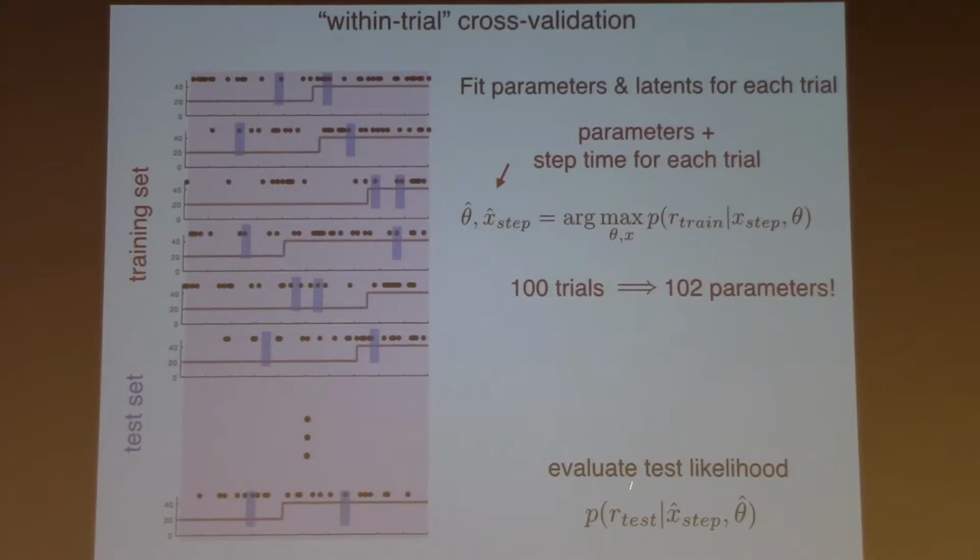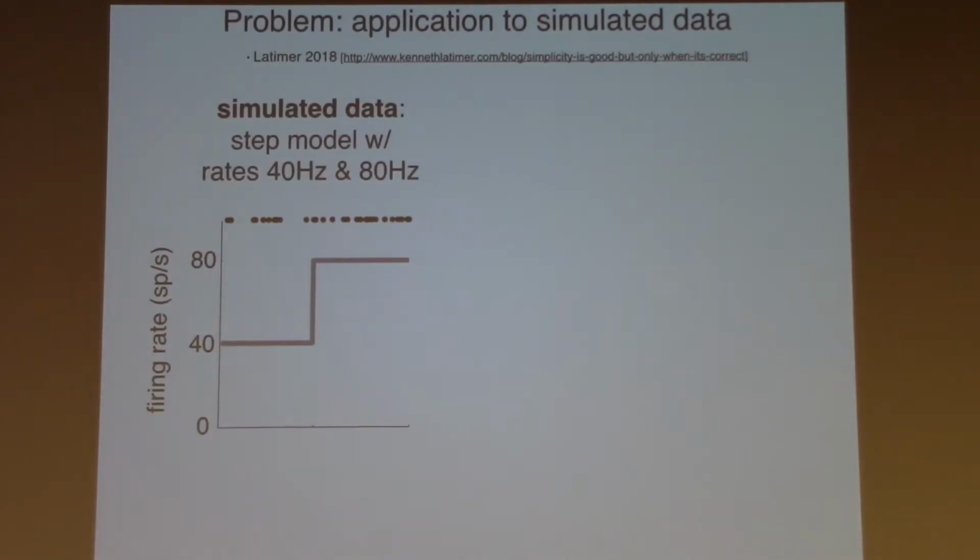And then they evaluate the test likelihood for these held out bins, the probability of the spike counts of these bins, given the fitted step time for that trial and the estimate of the model parameters. And you can substitute in the fitted step time for the fitted slope or the fitted baseline firing rate for that trial. Okay, so the problem, of course, is that this within trial method won't actually work for simulated data.